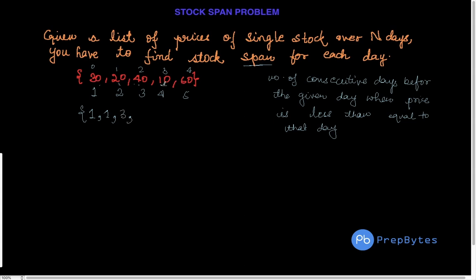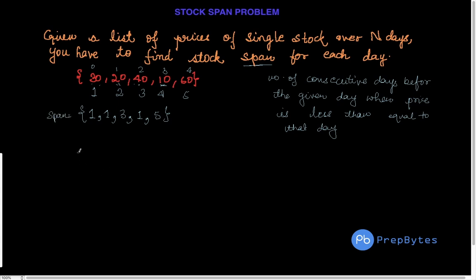And then we have 10. Just before 10 we have 40, which is greater, so the span is 1. And for 60, as you can see, we have 1, 2, 3, 4 days, all of them lesser than 60. So the span is going to be 5: 1, 2, 3, 4, 5. So that is what the span of this particular array is going to be.